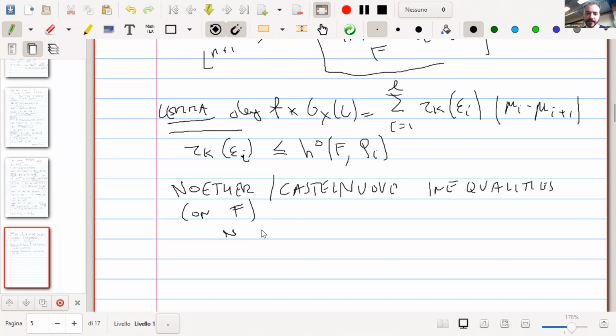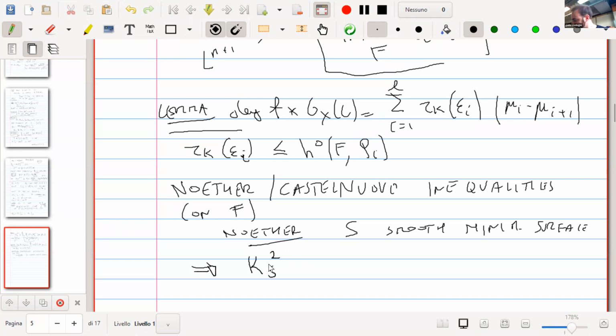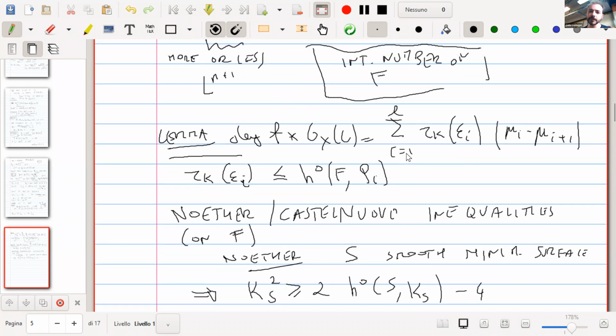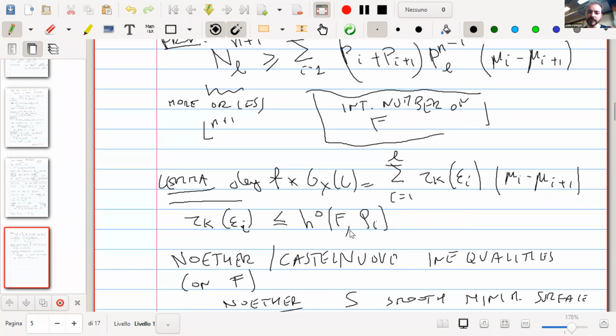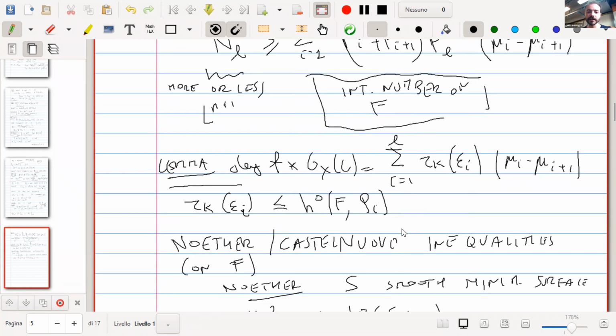And for instance, let me speak about another inequality. The classical one tells you this: if S is a smooth minimal surface, then K of S squared is at least 2 times the H0 of S, K of S, minus 4. So you see, you have an intersection number which bounds some H0. That's what we want to do. We have intersection numbers and we want to bound this, which then will bound this, to put everything together and get the slope inequalities.